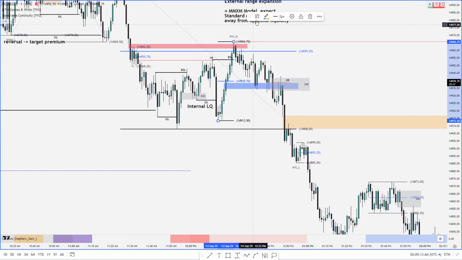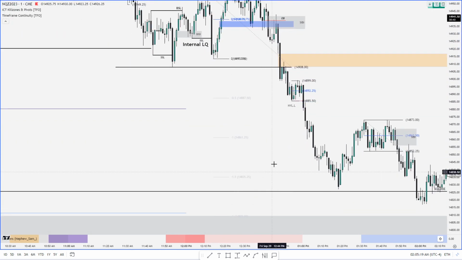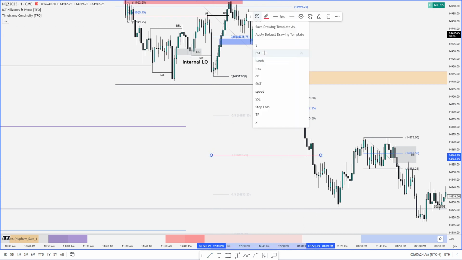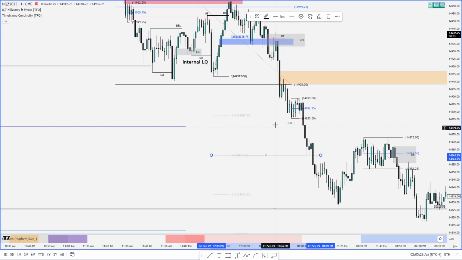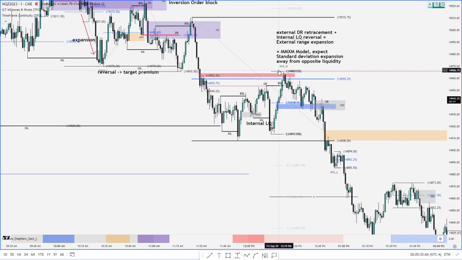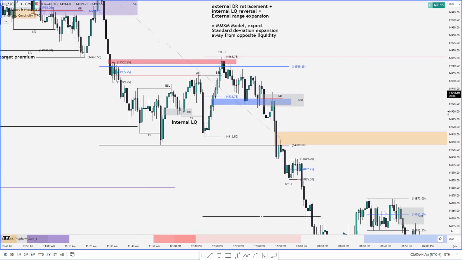Let's see how many. So you take target. There's your 1 standard deviation, 1.5 standard deviation. So understand? This is your expansion leg, and this is your retracement leg here. If you're expecting external range expansion, you use your standard deviations, get -1 standard deviation, boom, right there. Okay, this is gonna fly over people's heads.